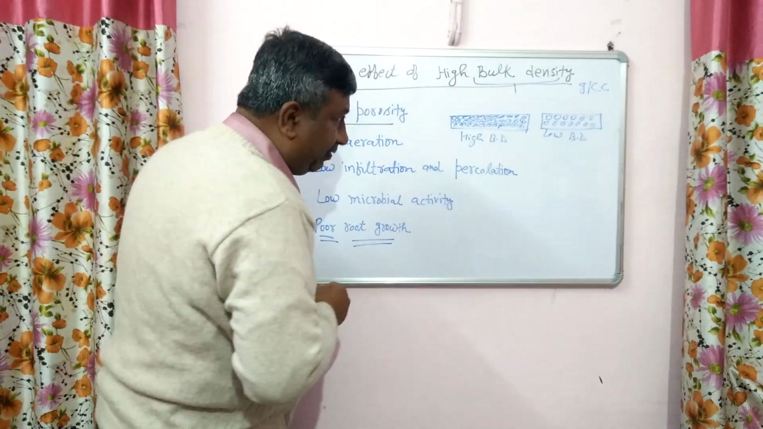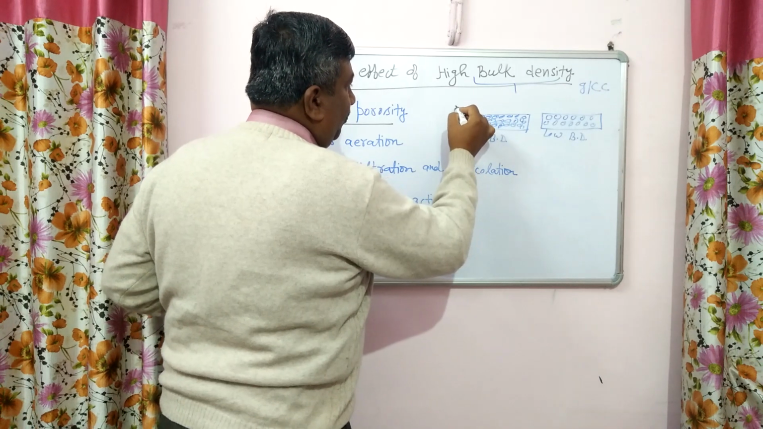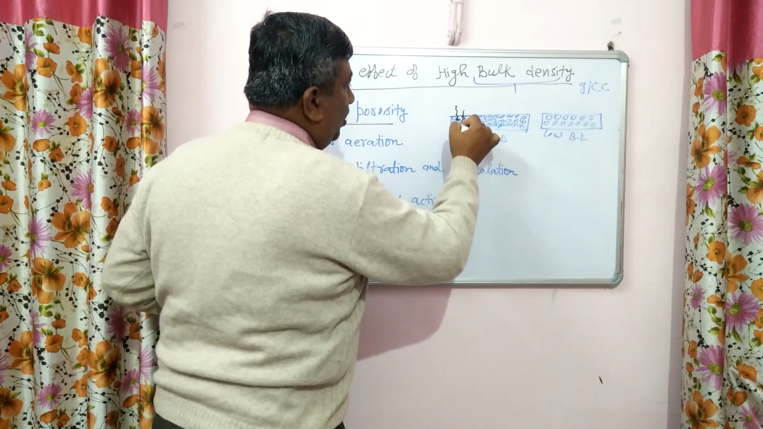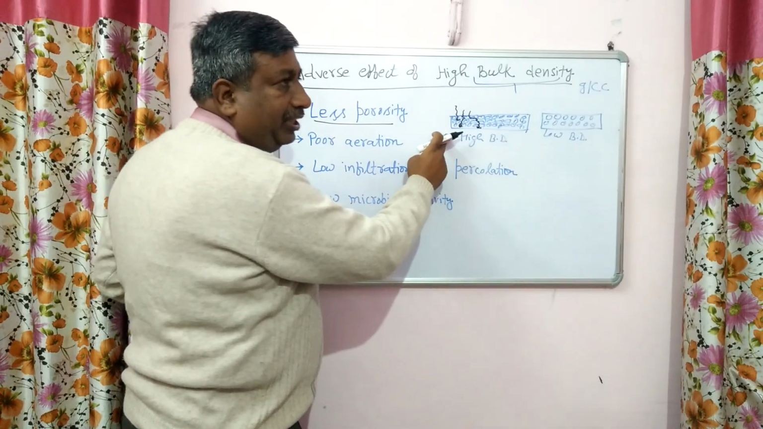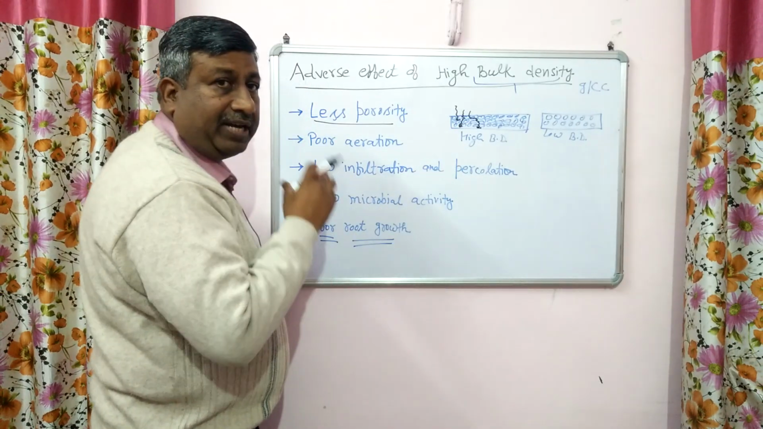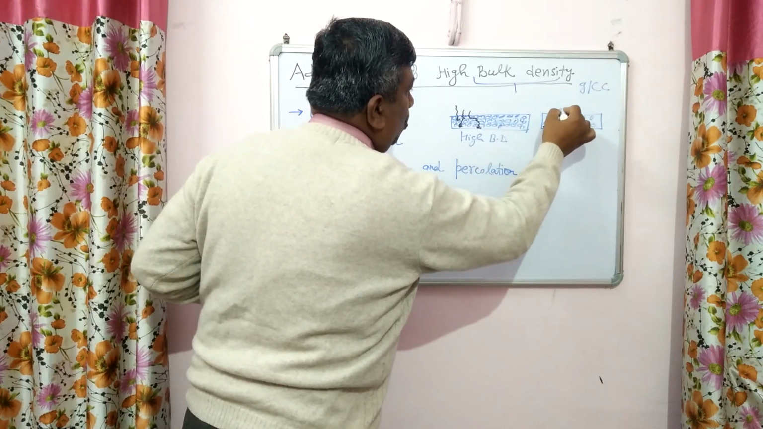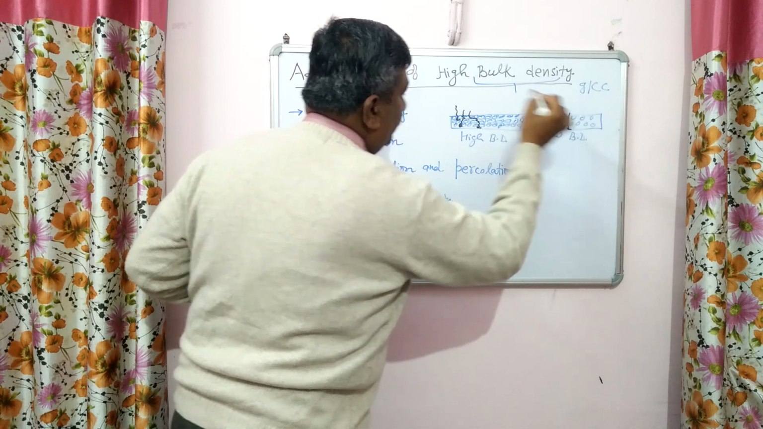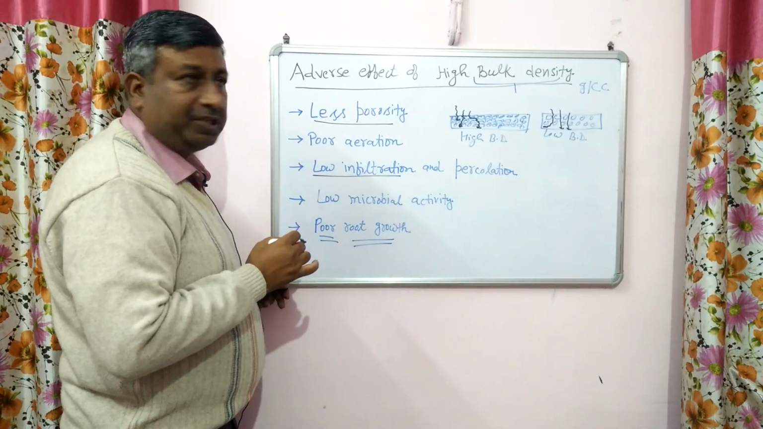In case of infiltration of soil, there is entry of water, and water enters into pore space. Here porosity is low, so infiltration is very less. And here infiltration is very high because more pore space is available. So this is the reason that infiltration is very poor. Entry of water is very poor.